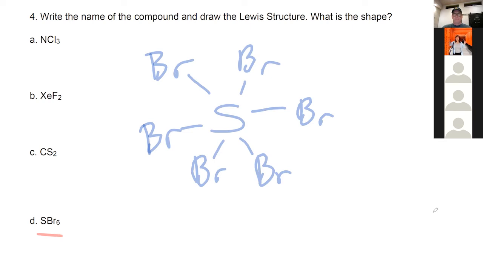BR is a halogen, and I believe it's after row 3, right? Is it at row 3 or after it? Does it matter that bromine or sulfur is beyond row 3? I could easily make this fluorine, it would still work. Bromines are only making 1 bond, sulfur's making 6. So it's more important to decide if sulfur can make 6. Can sulfur make 6 bonds?